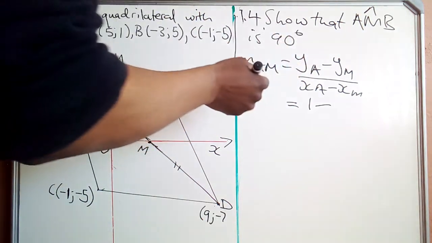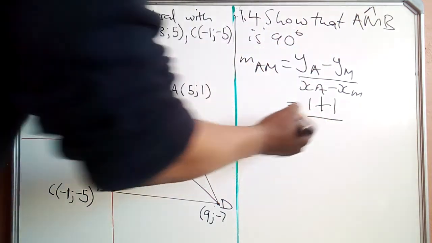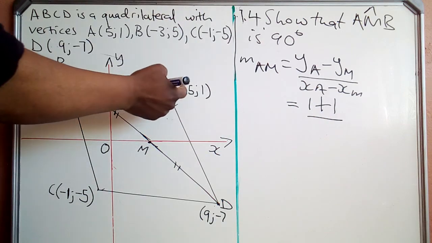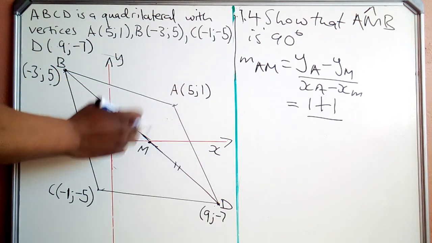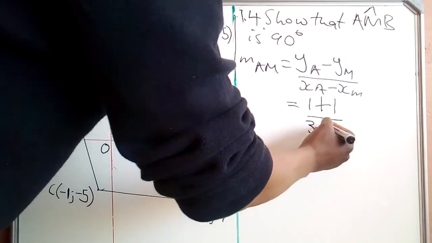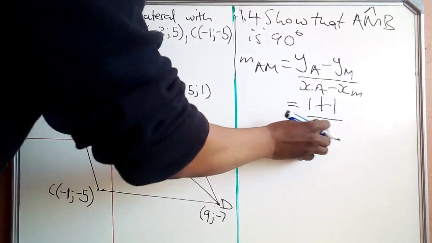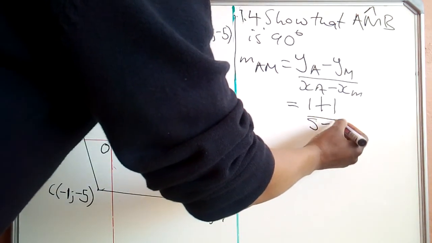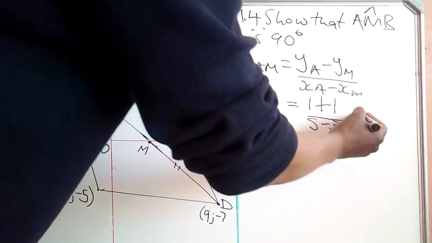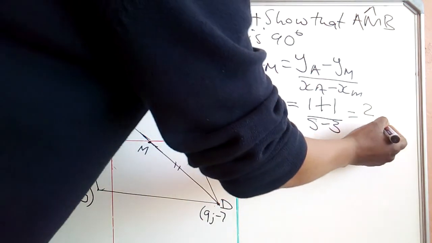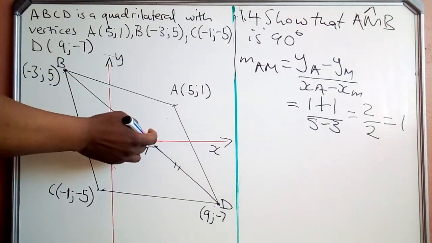So instead of minus it's going to be plus 1, divided by x. A is 5 and M is 3, so it's 5 minus 3. You see, 1 plus 1 is 2, and 2 over 2 is equal to 1. So the gradient of this line AM is 1.